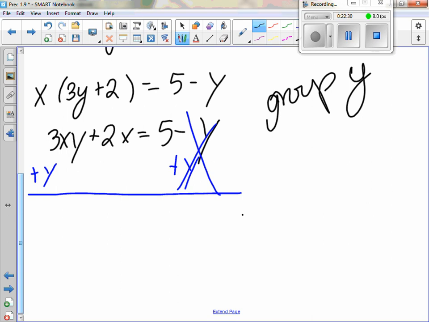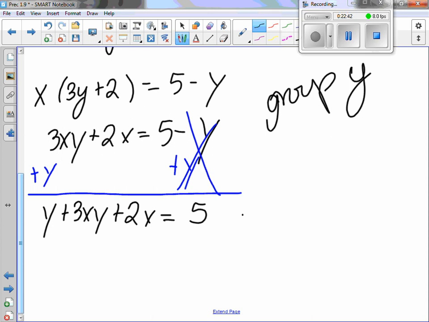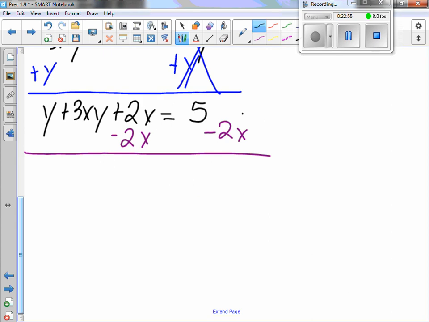Y and 3xy are not like terms. This one has y, that has xy. They're not the same. Are all the y's on the same side? Are they by themselves? No. Now, one of the things we do is we group them, and then we need to make sure they're by themselves. So I'm going to subtract 2x from both sides. Because this whole process isn't quite intuitive. Because what I want to do is I want to get all the y's on the same side and by themselves. Yes?